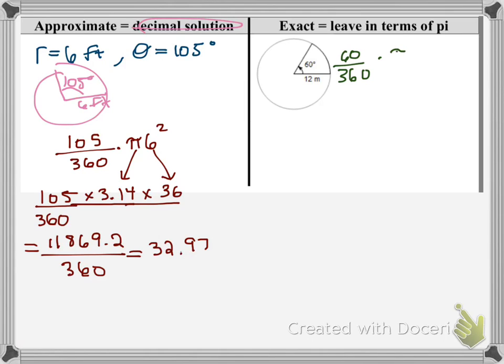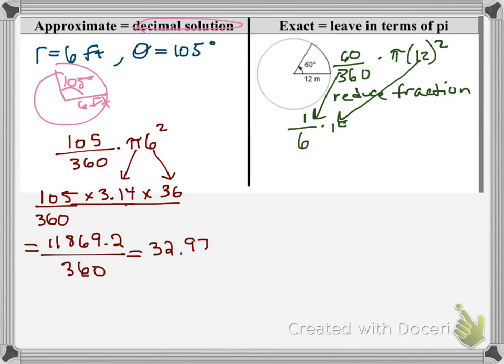So now in this problem, we're leaving it in terms of pi. Okay, so 60 is my angle over 360 degrees times pi r squared. First thing I want to do here, because I'm leaving it in terms of pi, it's so important to reduce the fraction. So I want to reduce the fraction first. So 60 over 360 reduces to 1/6. And then 12 squared gives me 144 pi.